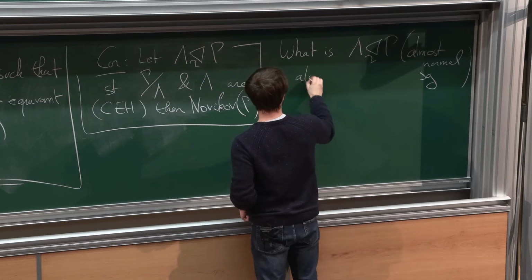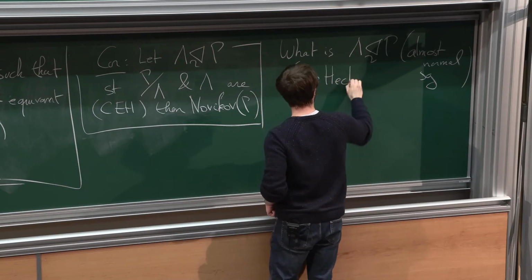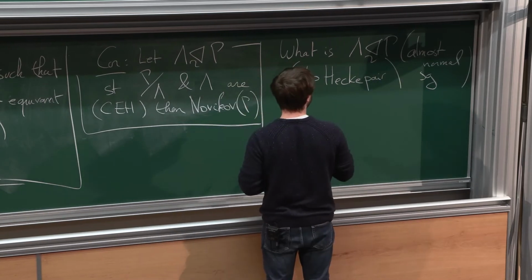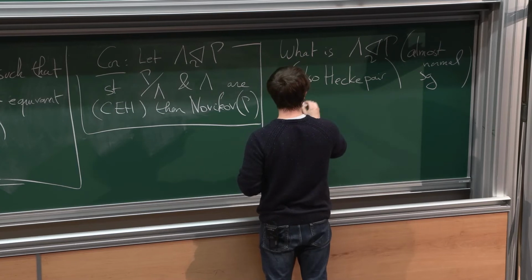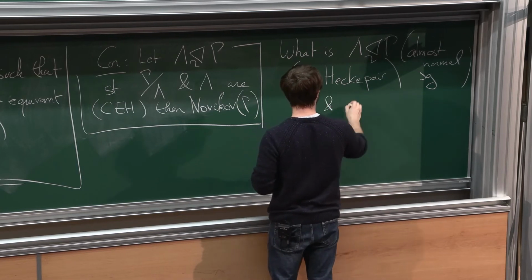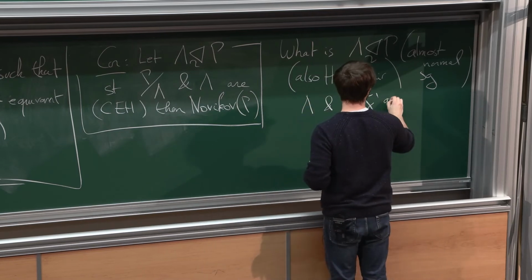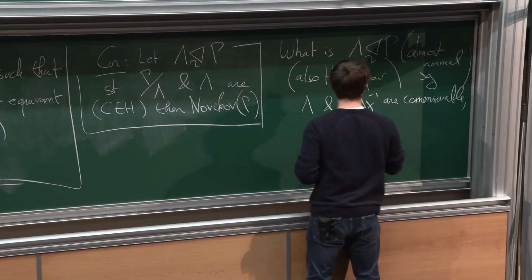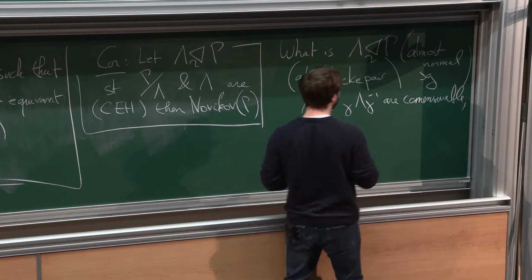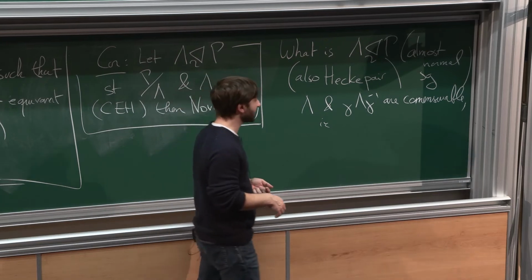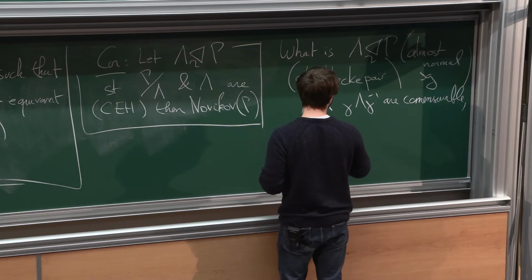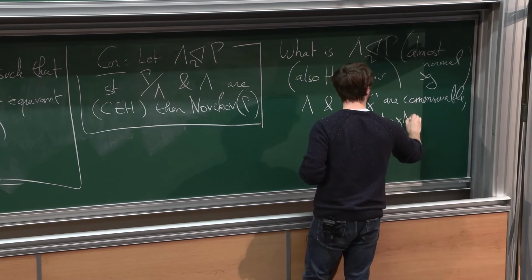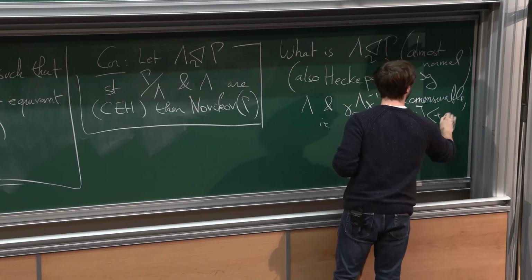So it's also called a Hecke pair. And it means the following. It means that any two conjugates of my subgroup are commensurable, which means they contain a subgroup of finite index. And here, what you can do is just take the intersection of this. Okay.